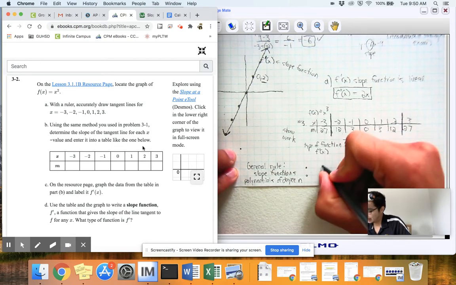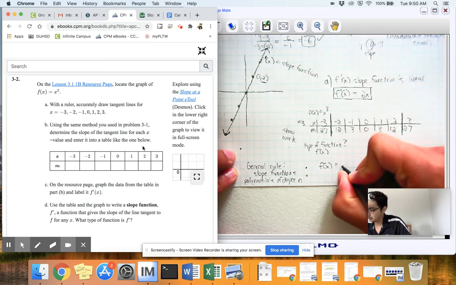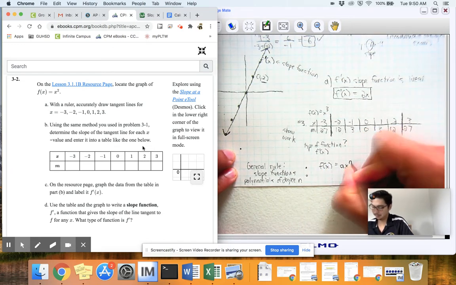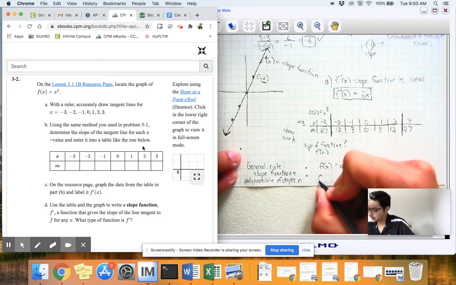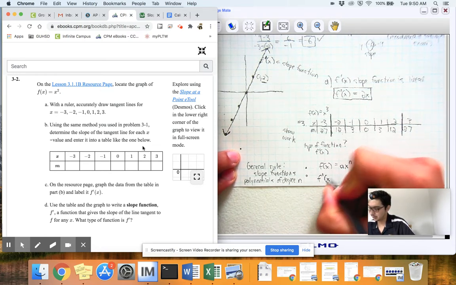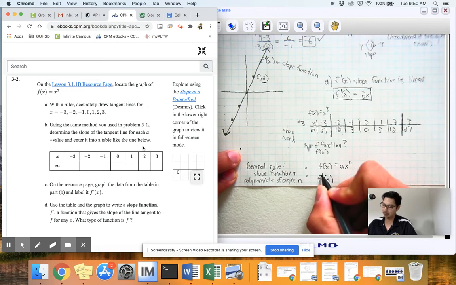All right. So if you have an original function of ax to the n, a polynomial, what we know is that the slope function, which I don't know if I've said, I'm just going to start saying f prime of x is how you actually say that.